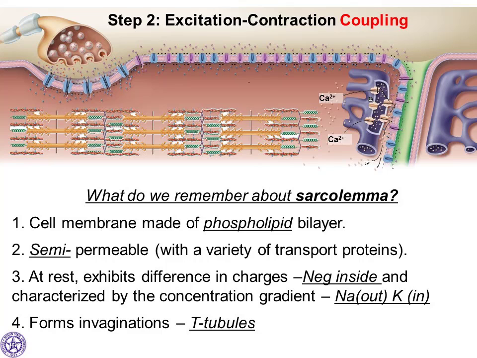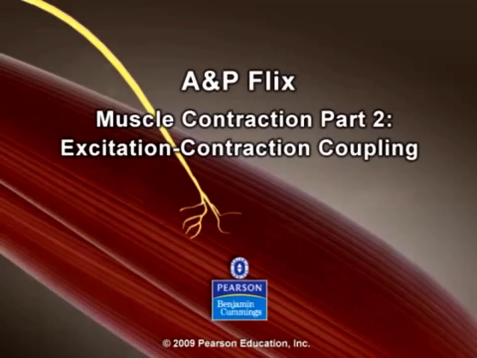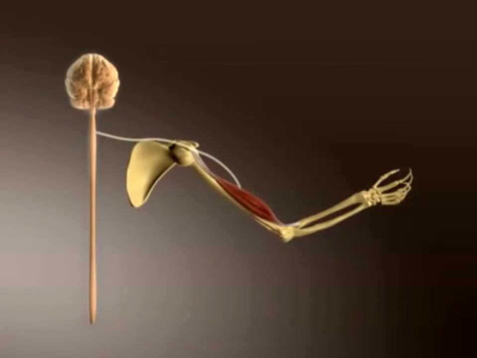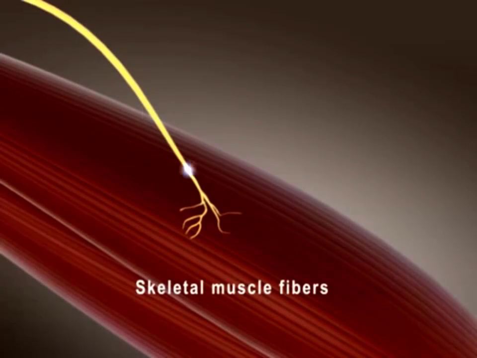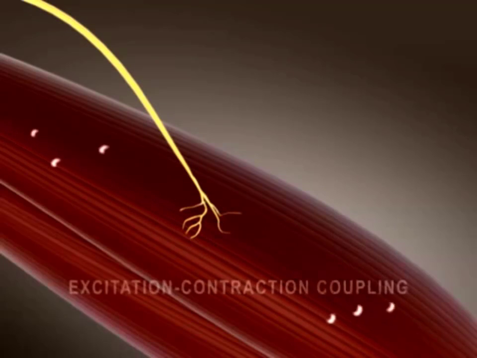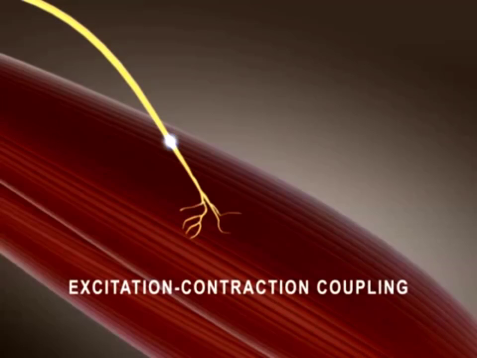So here's part 2, the coupling of the excitation with our contraction. Typically, a single motor neuron arising in the brain or spinal cord conducts action potentials that travel to hundreds of skeletal muscle fibers within a muscle. The sequence of events that converts action potentials in a muscle fiber to a contraction is known as excitation-contraction coupling.